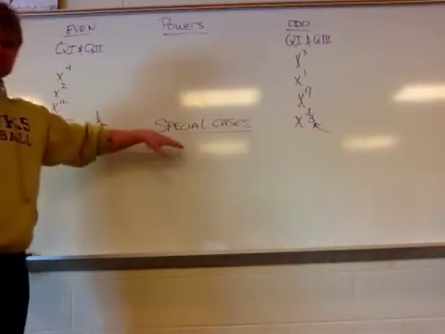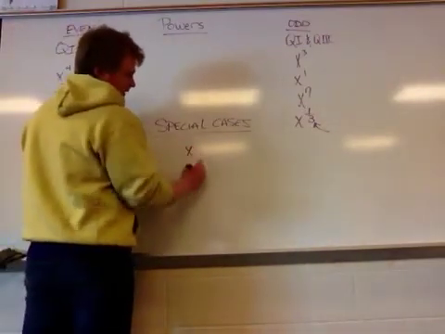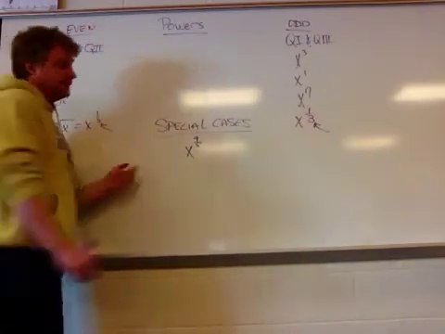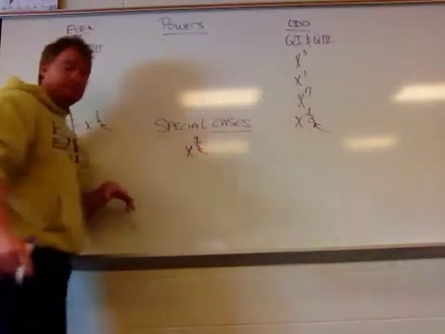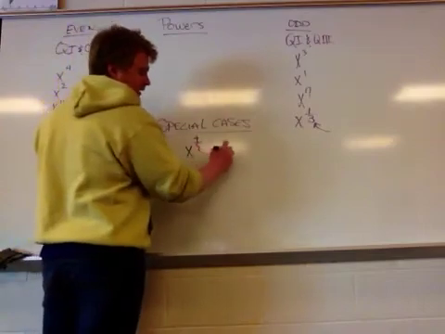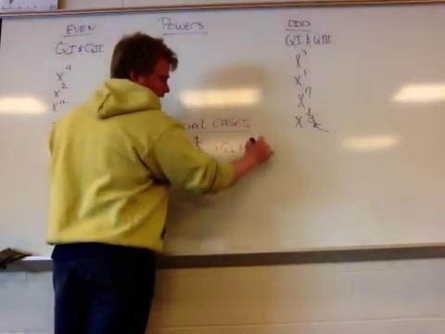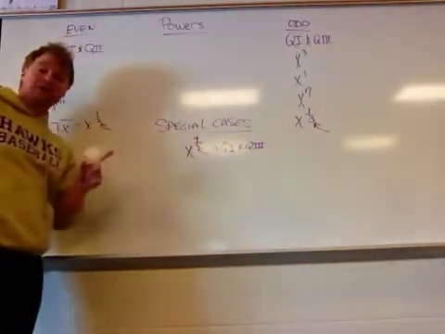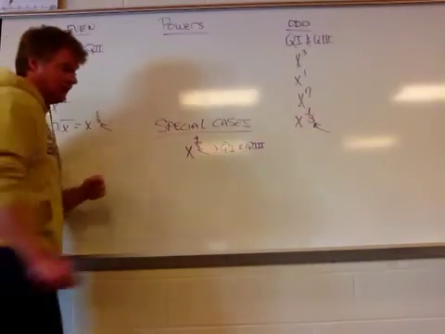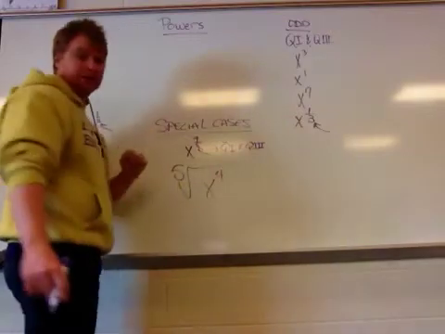Okay? Special cases. What do I mean by special cases? Well, if I have something like x to the 4/5, you're thinking, okay, well, fifths. If I have fifths, then that makes it odd, so that means it occupies quadrant 1 and quadrant 3. However, because my numerator is even, this is the 5th root of x to the 4th.